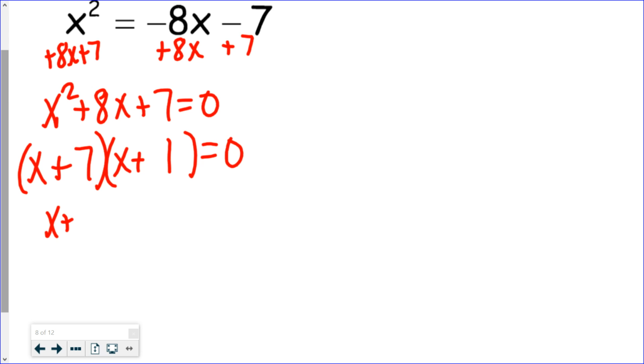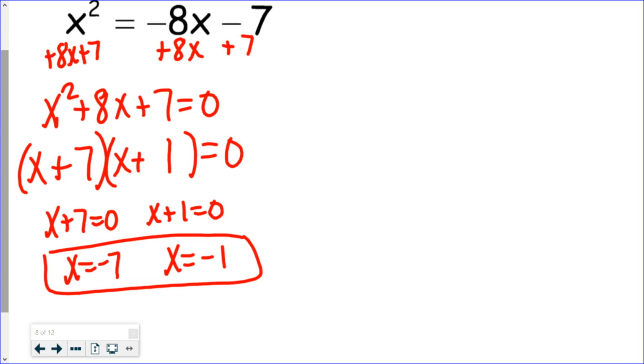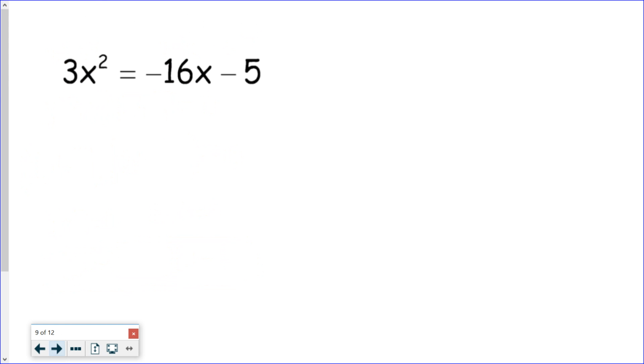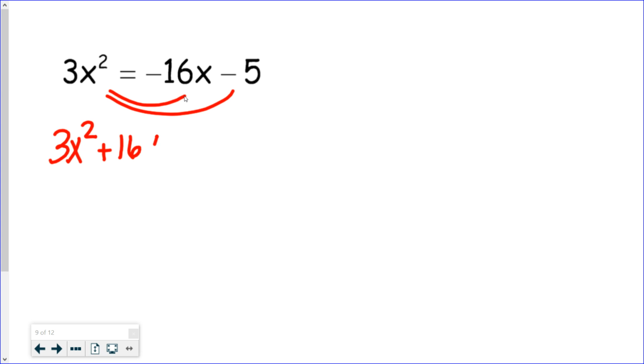Then I set each of these factors equal to 0 and solve. x would be equal to negative 7 when I move it over. x is equal to negative 1 when I move that one over. All right. Again, I've got the first term and middle term. I'm going to have to solve this by factoring. I'm going to move both of these over and change their sign. So 3x squared plus 16x plus 5 equals 0.